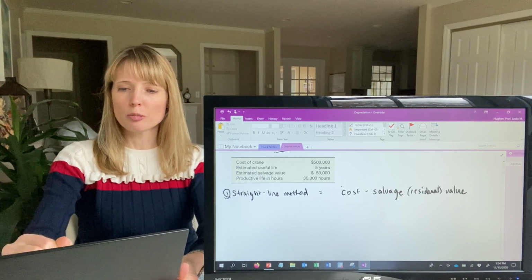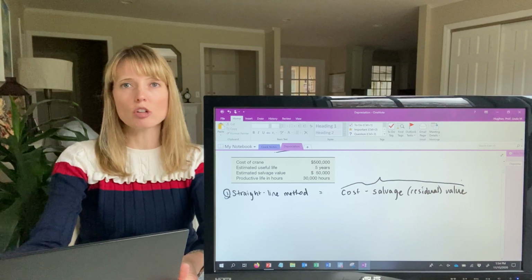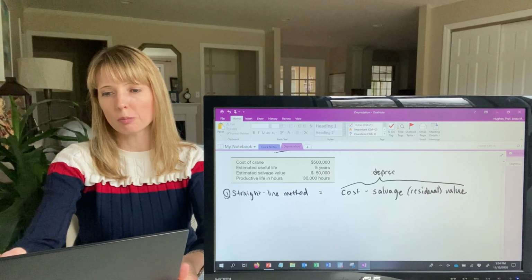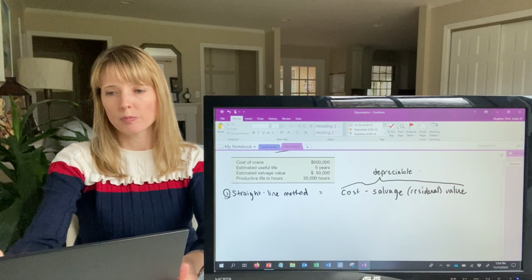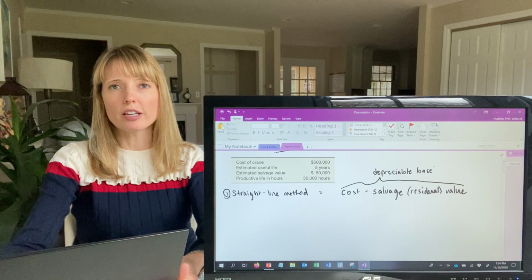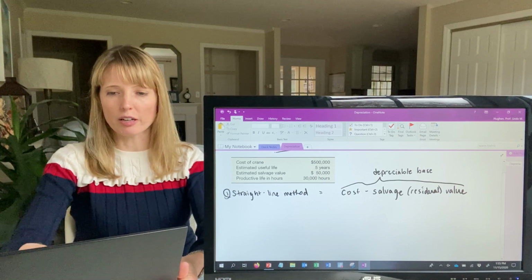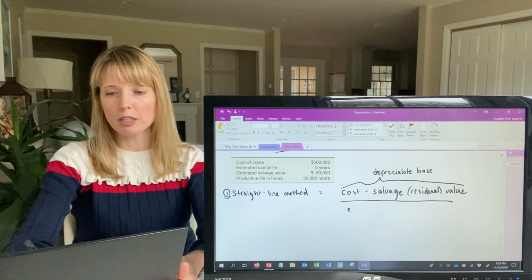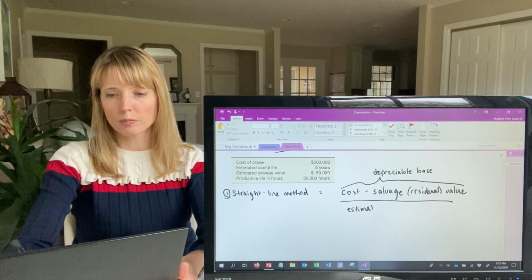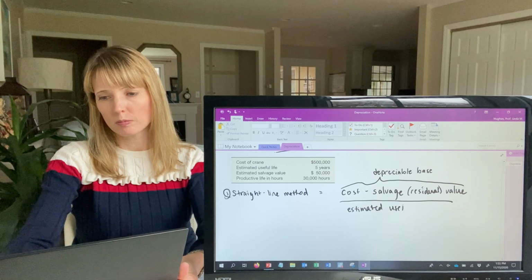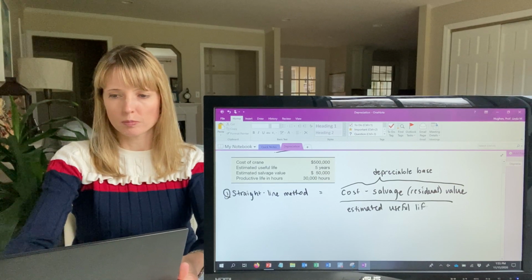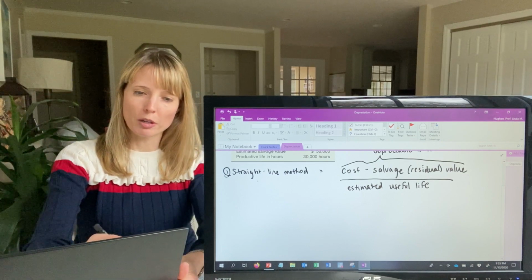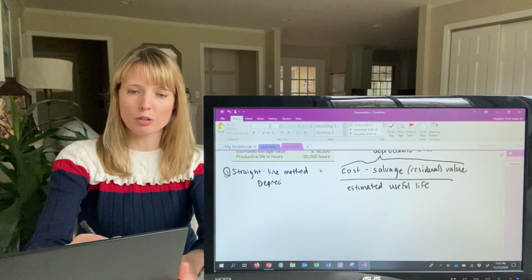And again, the term cost minus salvage value is often referred to as a depreciable base or a depreciation base. This is the net cost to the company of the asset. Let's allocate that net cost over the asset's estimated useful life. And again, what we're getting here with this depreciation method is the depreciation expense per year.